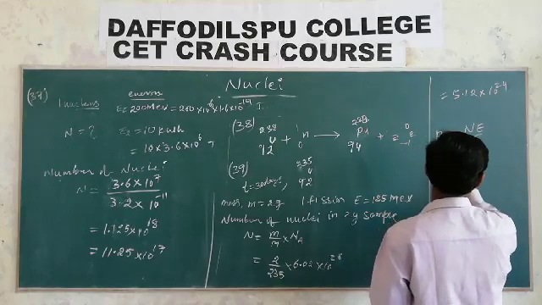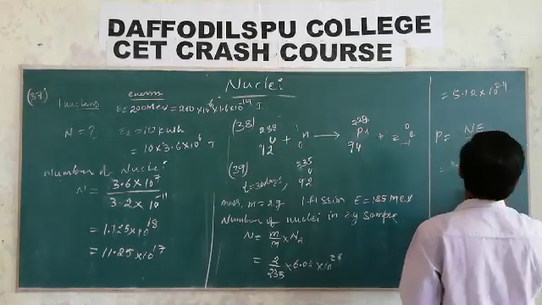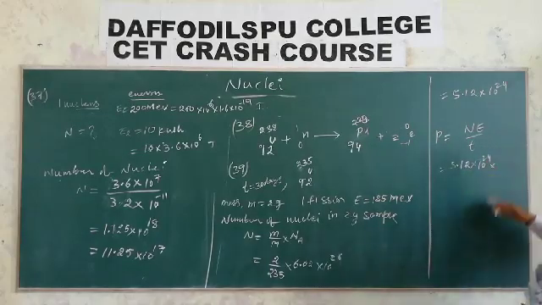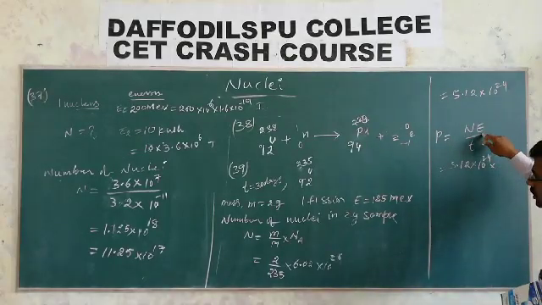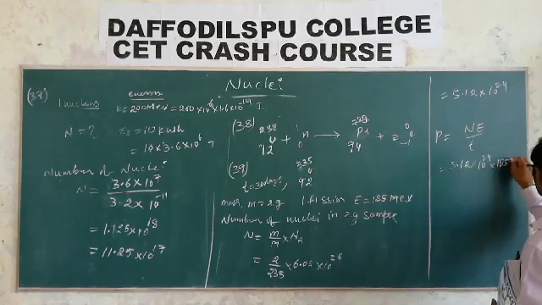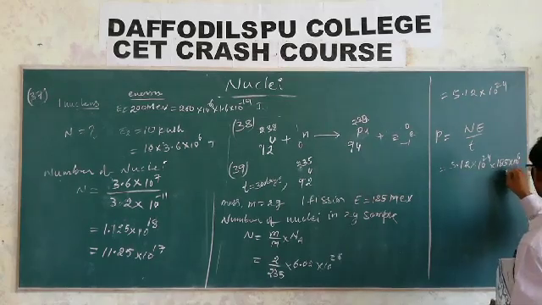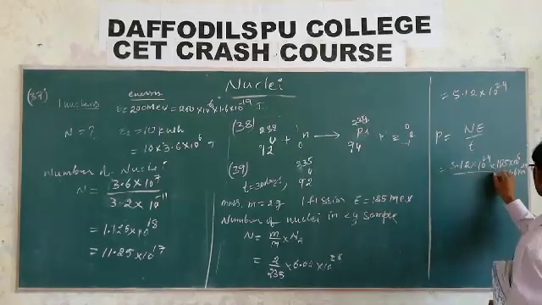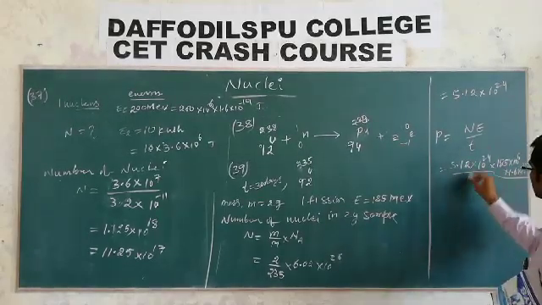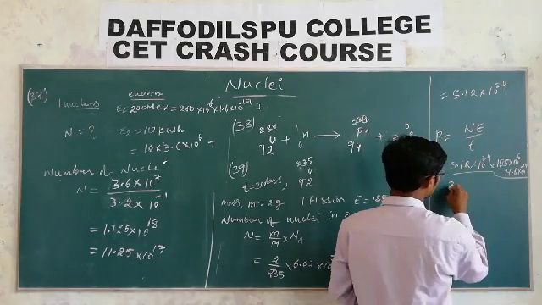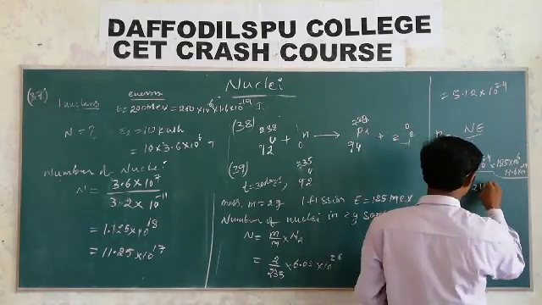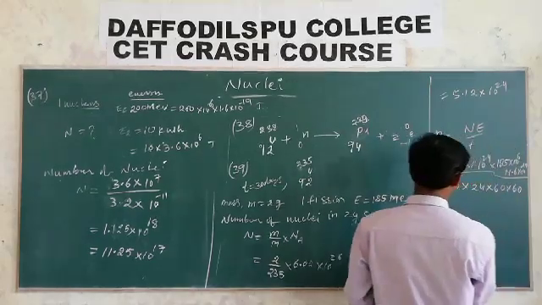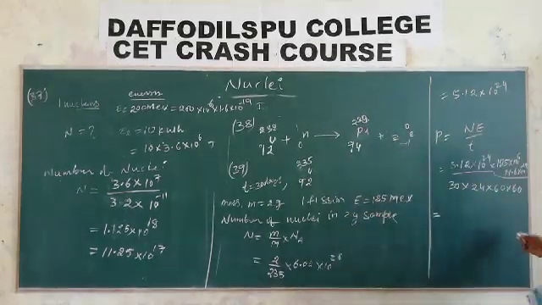N is 5.12 into 10 power 24, into E. Energy is nothing but 185 into 10 power 6 into 1.6 into 10 power minus 19, because in joule we are taking, divided by time of 30 days. 30 days means 30 into 24 into 60 into 60.